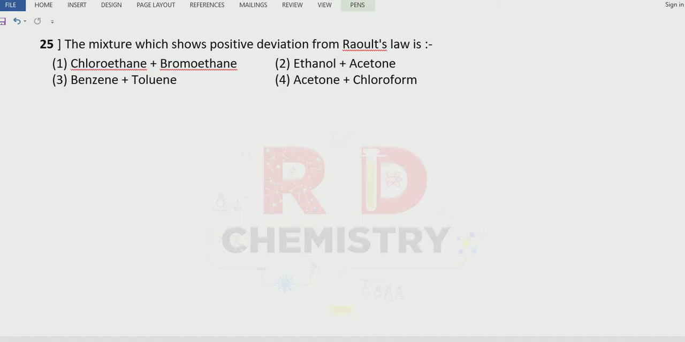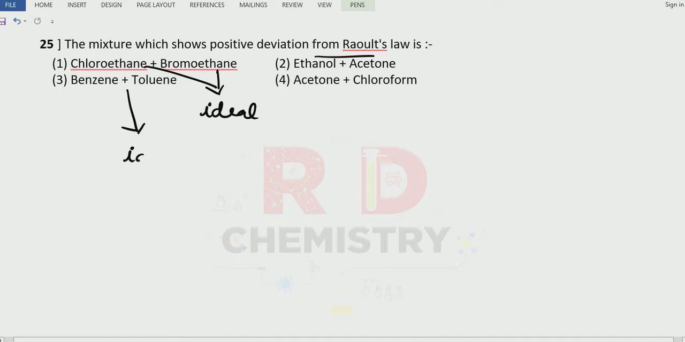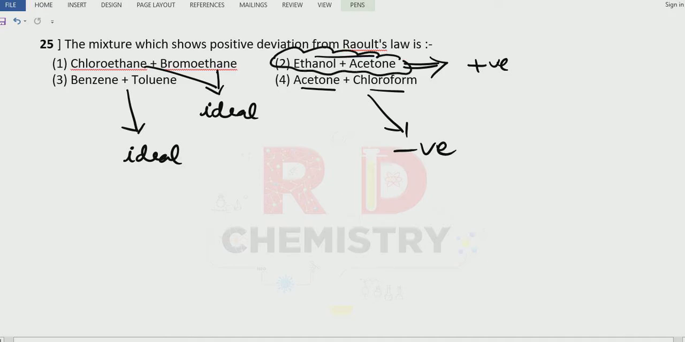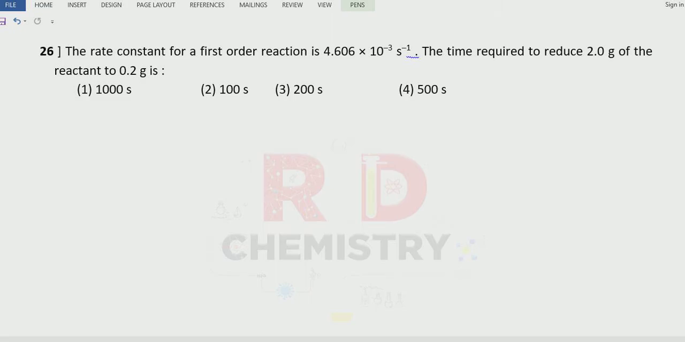Question number 25. Mixture which shows positive deviation from the Raoult's law. Chloroethane and chlorobromoethane are similar type of structures, so it forms an ideal solution. Benzene and toluene. Toluene is a derivative of benzene, so CH3 is extra compared to benzene. So they form ideal solution. Ethanol and acetone. Wherever alcohol comes, ethanol comes, remember, it is always a positive deviation from the Raoult's law. And acetone and chloroform, this is a negative deviation from the Raoult's law. Therefore, answer is option number 2. Right?